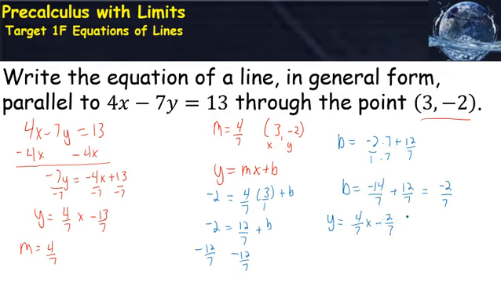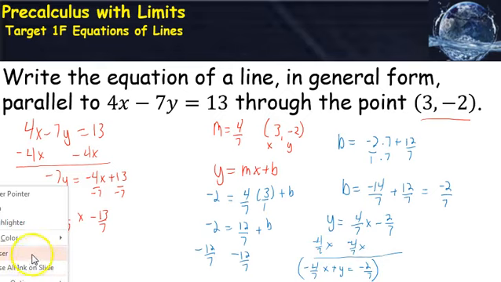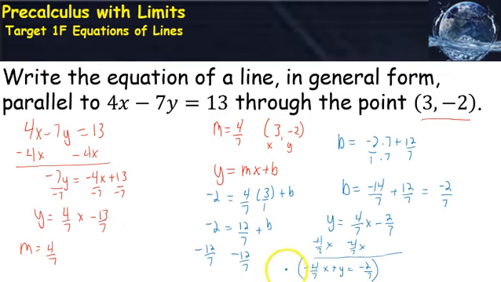So I need to put that in general form though. General form has x and y on the left hand side, no fractions, and x has to be positive. So I'm going to subtract 4/7 x from both sides. I'm running out of room here. But I have 4/7 x plus y equals negative 2/7. And this should be negative 4/7 x because I subtracted it. So I need to get rid of the fraction. The common denominator here is 7. And at the same time, I'm going to get rid of the negative. So I'm going to multiply this by a negative 7.